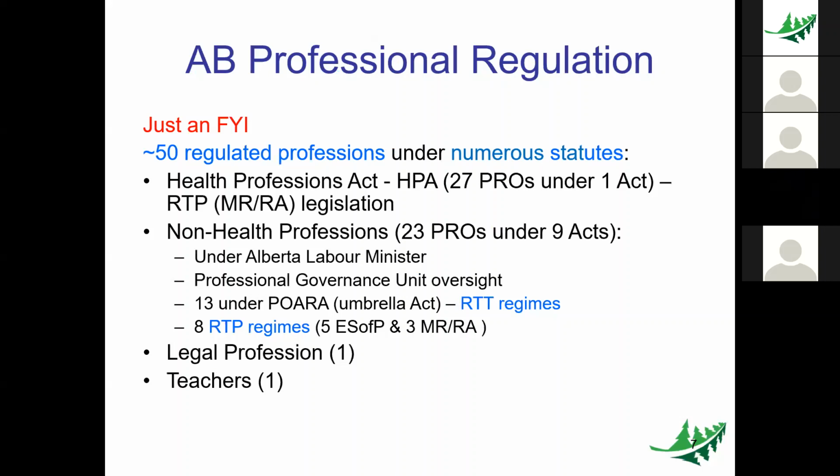And then we fall under the 8 that are right to practice regimes, and 5 of those are the exclusive scope of practice ones, like the engineers, the accountants, the architects, the veterinarians, and the land surveyors. And then there's 3 under the MR, mandatory registration, restricted activities model, all right to practice regimes, but those are the agrologists and the forest technologists and the foresters. And then there's other legislation for the legal profession and the teachers, making up those 25 non-health sector.